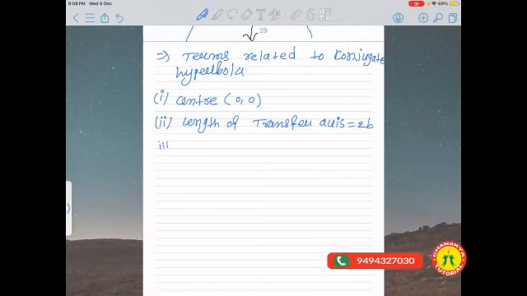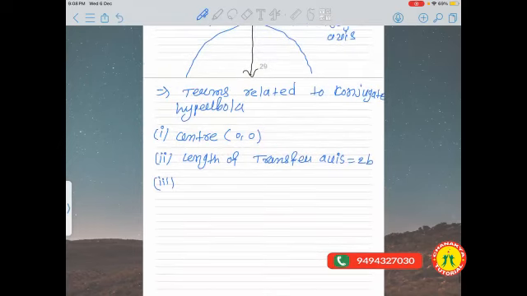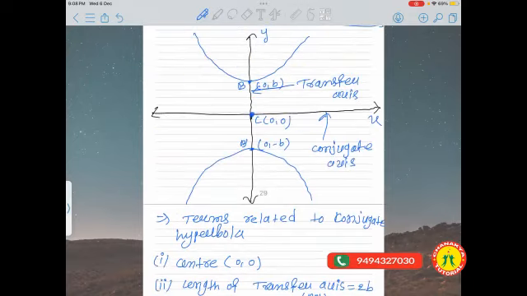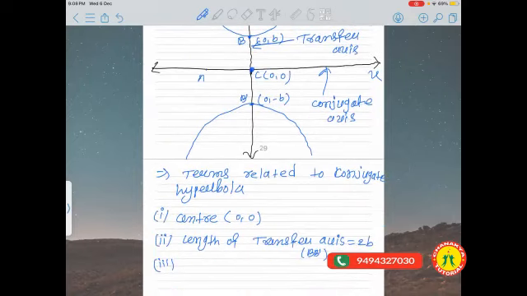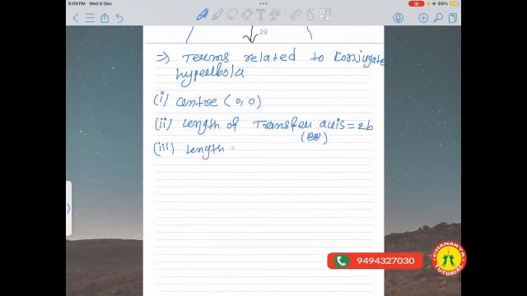Now third, that B B dash is the length of the transverse axis. Now the length of the conjugate axis. Let A dash be minus a comma 0 and A be a comma 0. So the length of the conjugate axis, that is A A dash, is equal to 2a.